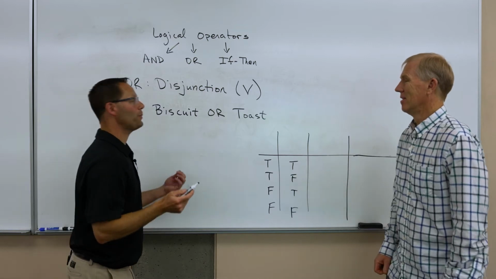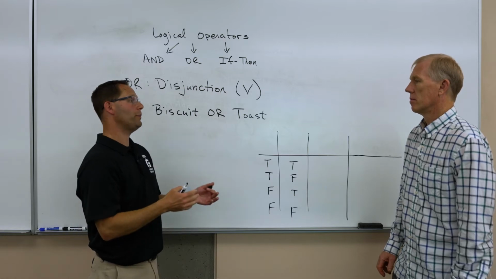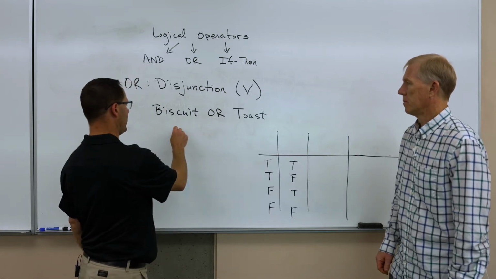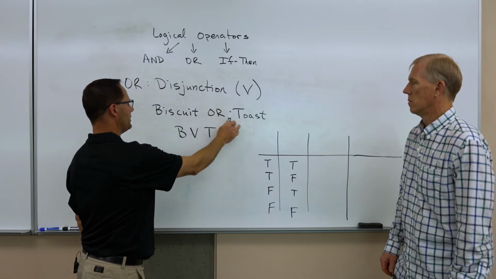Right. Well, are you happy? So we're going to have to look at every scenario, the ones maybe where you're happy and the ones where you're not happy. Okay. And I'm going to write it in symbols. So biscuits or toast. We've got B, we've got T.